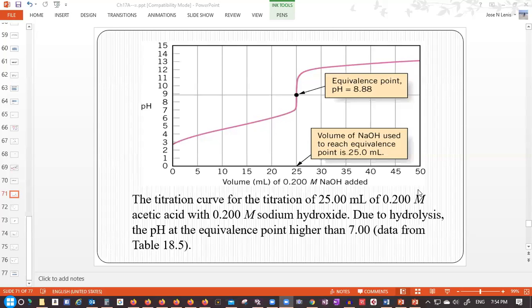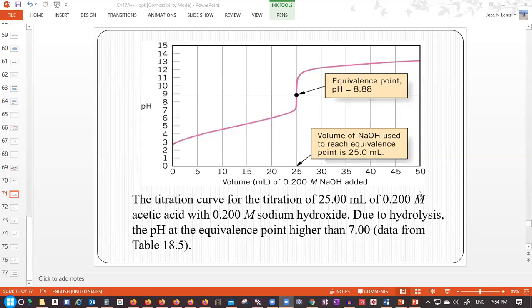Hello, I want to show you this graph of pH against volume for the titration of a weak acid, acetic acid, with a strong base, sodium hydroxide. Let's see what happened during this process.